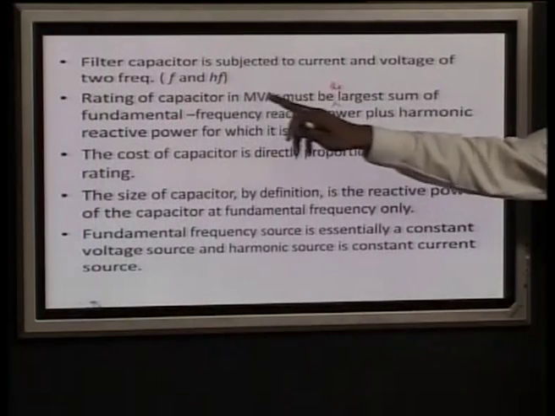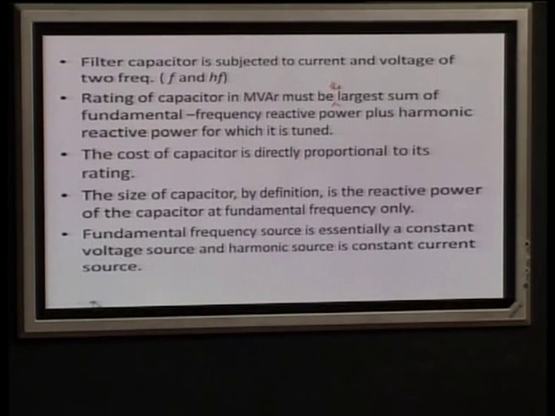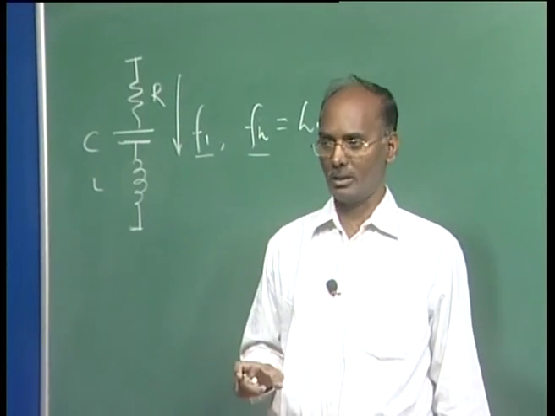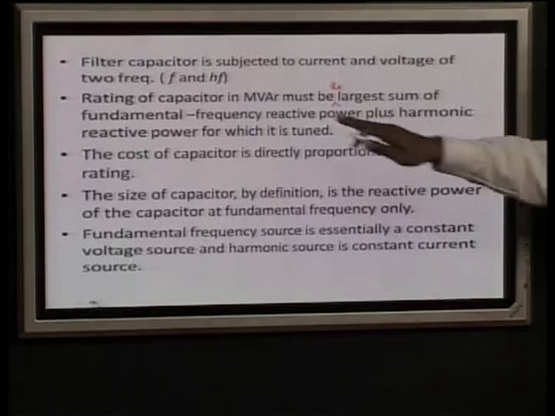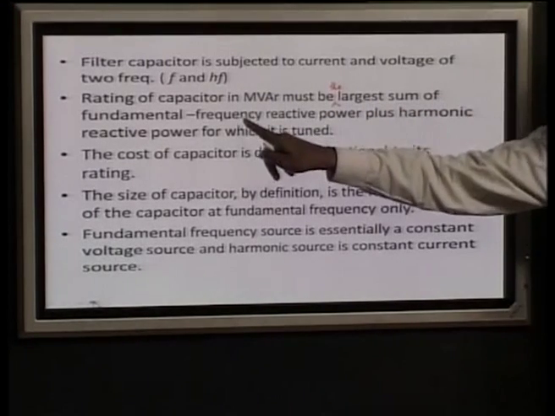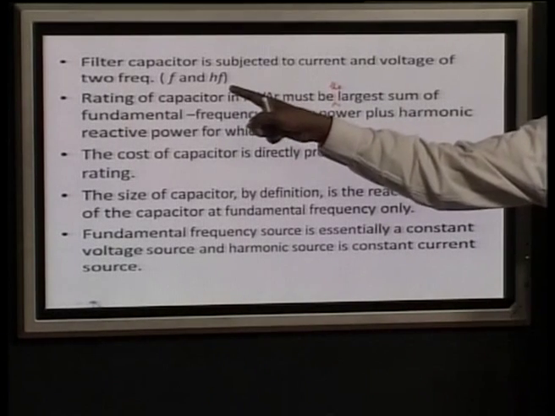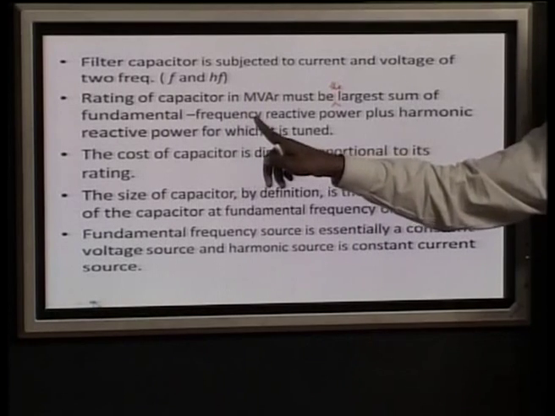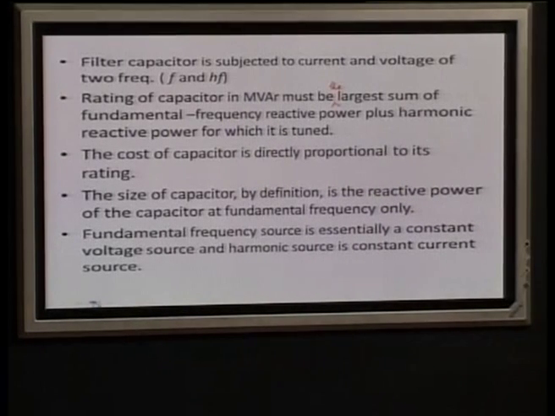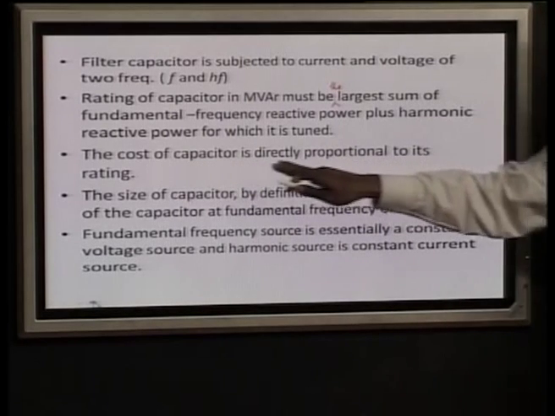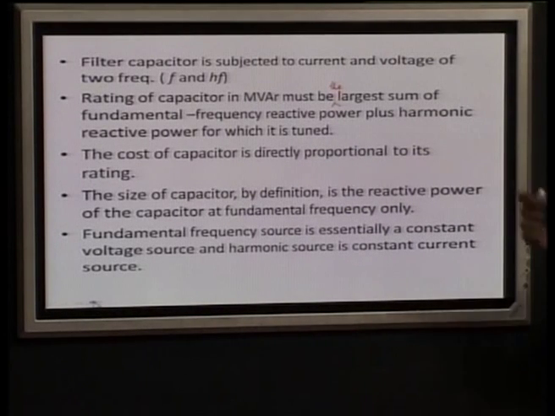The rating of the capacitor is not defined in terms of C value, not in terms of farad; we rate this in terms of MVAR. So the rating of the capacitor in MVAR must be the largest sum of the fundamental component reactive power and the harmonic component reactive power, since two frequency components are there. So that is the rating in MVAR, the reactive power it is giving. The cost of the capacitor is directly proportional to its rating, meaning if the rating is increasing, the cost will increase, that is obvious.